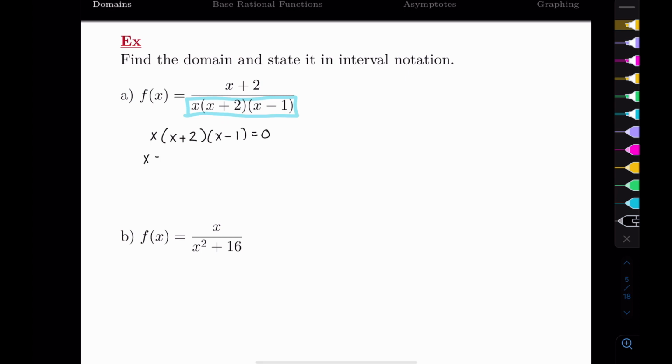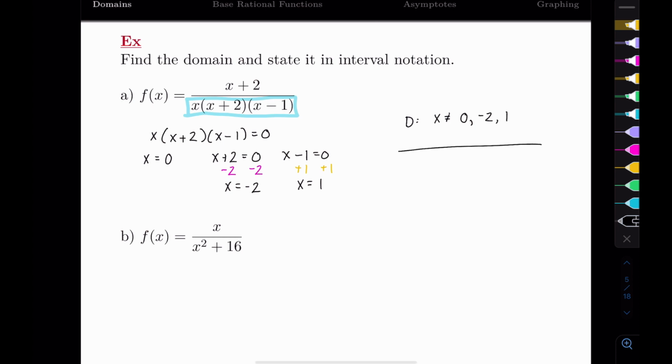Remember, we just did this. This means each factor could equal 0. The first one's already done for us. We know x equals 0 is a problematic number. For the others, we've got to subtract 2, so x equals -2 also poses a problem. And then here we add 1 to the other side, and x equals 1 also poses a problem. So for the domain, without interval notation, we need to exclude all of these numbers. x cannot equal 0, -2, or 1.